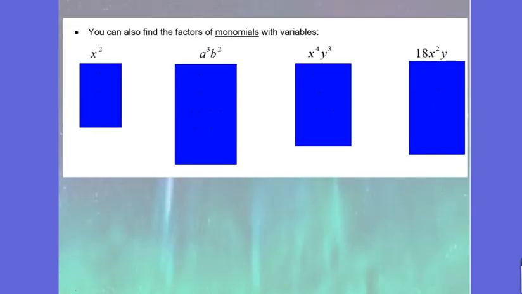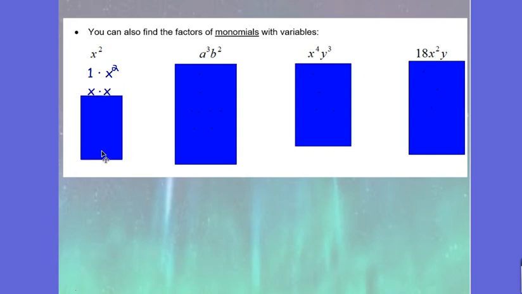We can also find factors of monomials with variables. Unfortunately, the calculator trick won't help for this. The calculator does not know algebra. So instead, I have to think of ways to break down x squared. The first pair I always list is 1 times, and this should say x squared. So 1 times x squared is the first pair of factors. Next, I would break down x squared by saying x times x is equivalent to x squared.